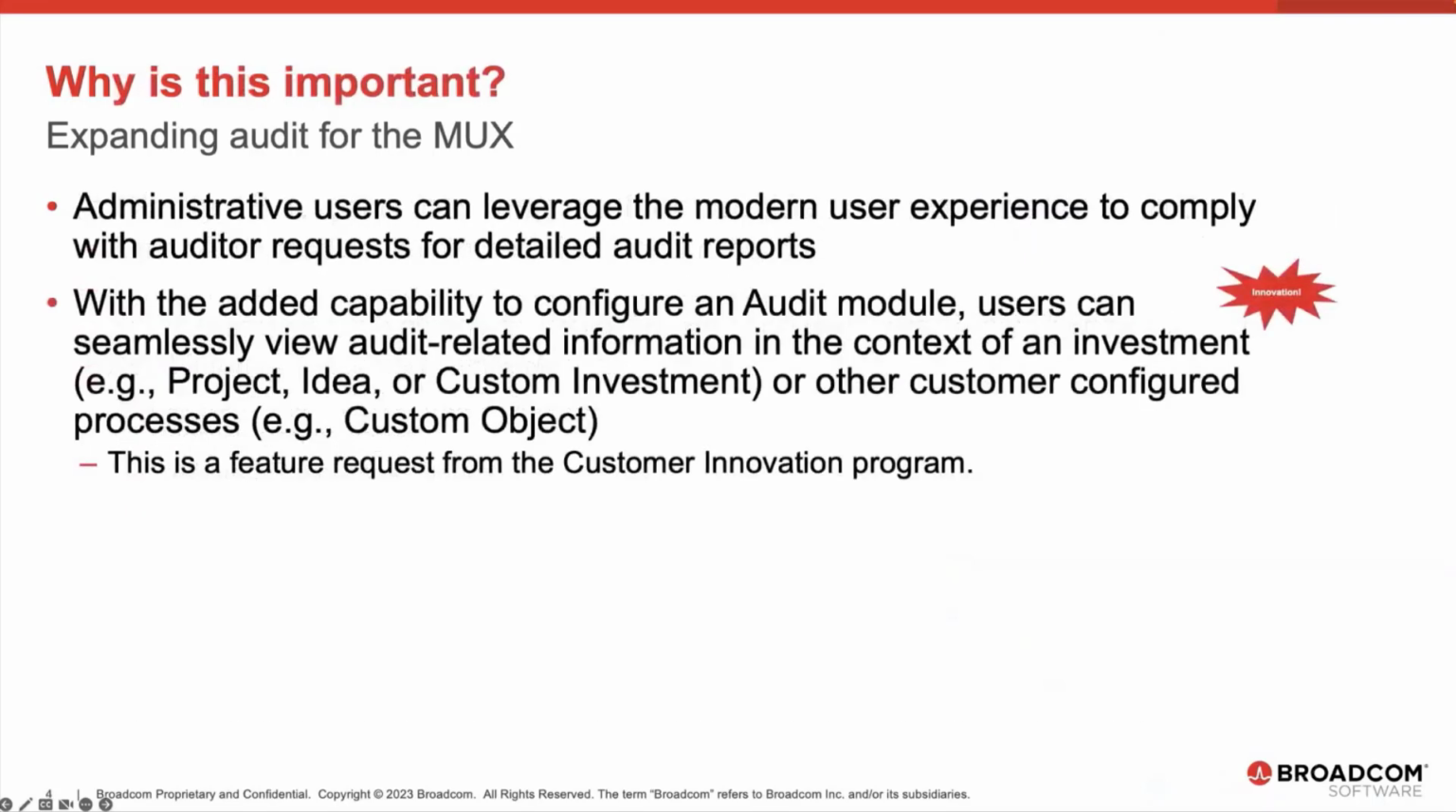Why is this important? Clarity administrators are often on the receiving end of requests for detailed audit reports. Well, now administrators can leverage the modern user experience with the expanded audit capabilities to comply with these requests. With the added capability to configure an audit module, users can seamlessly view audit-related information in the context of an investment, such as a project idea or custom investment, or other customer configured processes such as within the hierarchy or a custom object. And the audit module is a feature request from the Customer Innovation Program.